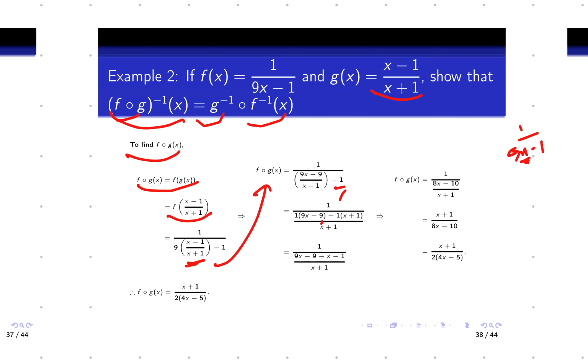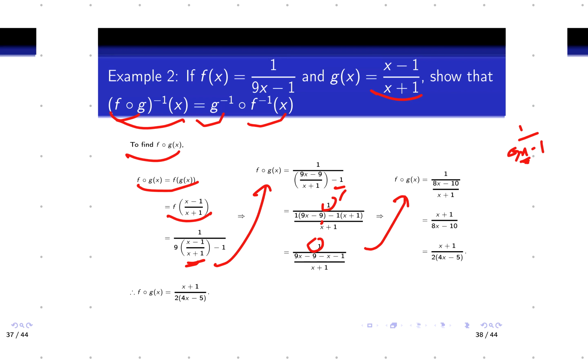You have 1 up here, still here. Then 1 times 9x, 9x. 1 times minus 9, minus 9. Then minus 1 times x, minus 1 times plus 1, that's minus 1. And then we take that up again, and we have 1 over 9x minus 8 minus x is 8x, minus 9 minus 1 is minus 10. So you have 1 over 8x minus 10 all over x plus 1, and that is equal to, of course, 1 over this over this.